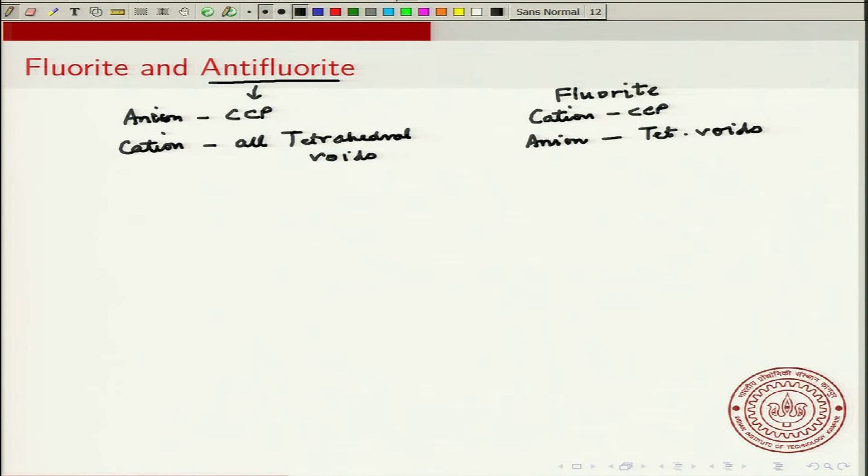The antifluorite is where the anions form the cubic close pack, but there is also a fluorite structure where the cations form the close pack structure. This is very similar to the sphalerite, only instead of occupying only half the tetrahedral voids, you occupy all the tetrahedral voids. I'll just give some examples of these. Let me show the fluorite structure. You can immediately say that since there are 8 tetrahedral voids and there are only 4 cubic close packed atoms, this will be an AX2 kind of structure.